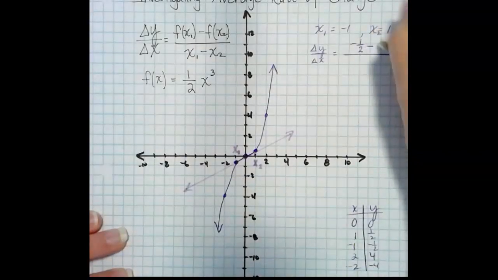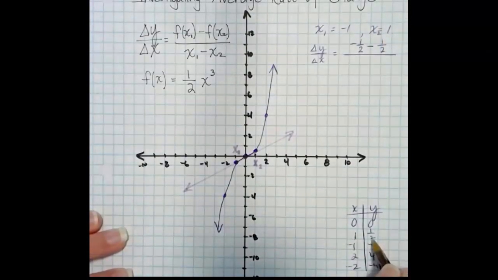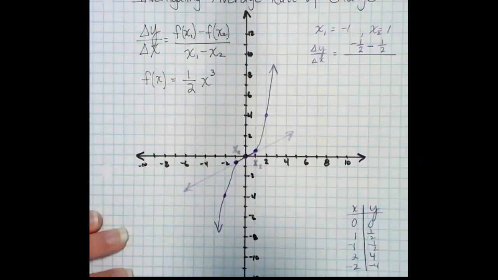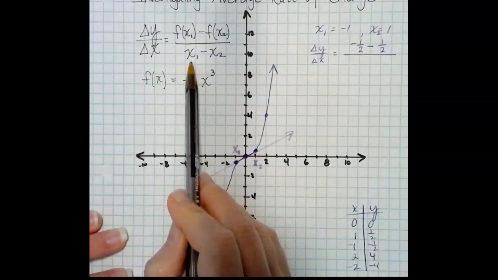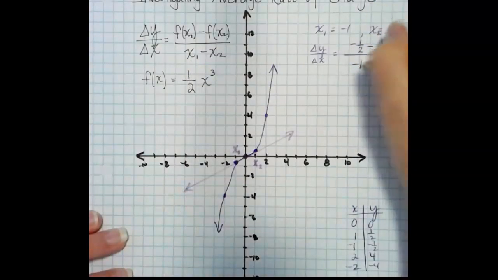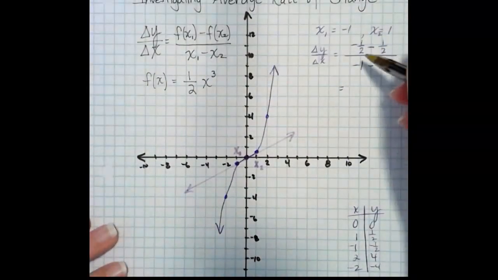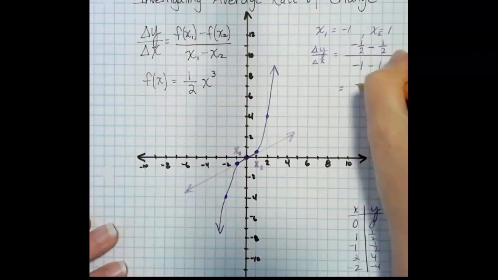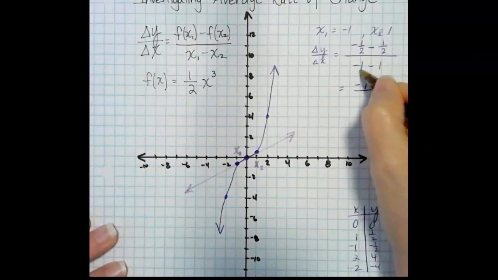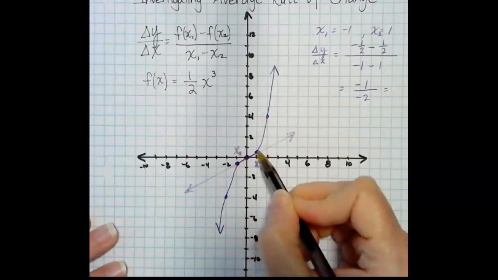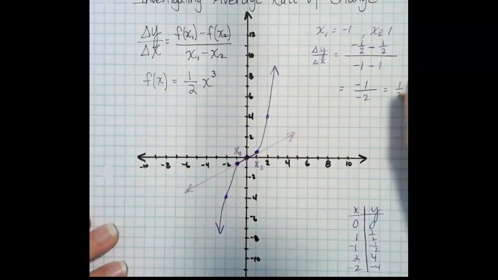So minus +1/2. So there we go. That's our f of x sub 1 minus f of x sub 2. That's kind of hard to say fast. To the bottom, x sub 1 minus x sub 2. So -1 minus 1. When we simplify here, we get -1/2 minus 1/2. That is -1. Over -1 minus 1, that's -2. So the average rate of change in this slice of the domain is simply 1/2.